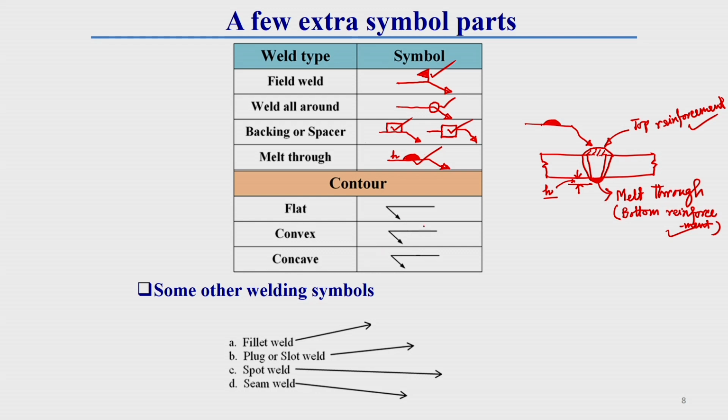Now, the contours of flat, convex and concave I have already explained. In a weld symbol, a flat weld symbol means that the top reinforcement is not there. This is represented by a horizontal line. If it is a convex shape, this is represented in the weld symbol like a convex contour. And if it is a concave shape, this contour is represented in the weld symbol like a concave shape.